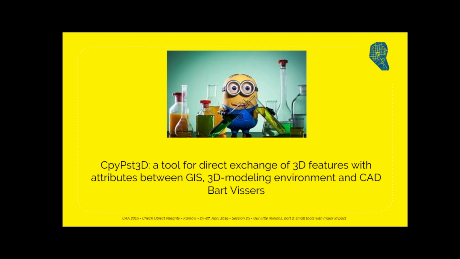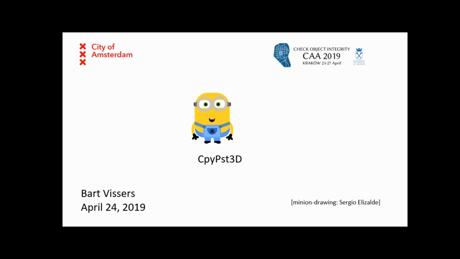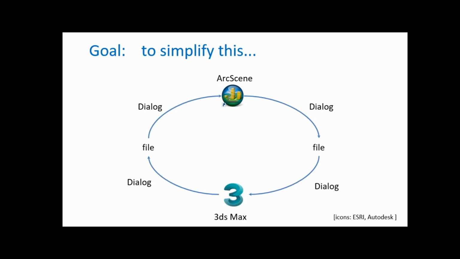Okay, thank you. So I would like to present a little tool that I made, and I called it copy-paste-3D. And as the name already suggests, you can use it to copy and paste 3D features between GIS and 3D modeling software. And the basic goal is to simplify a work process that you see here.